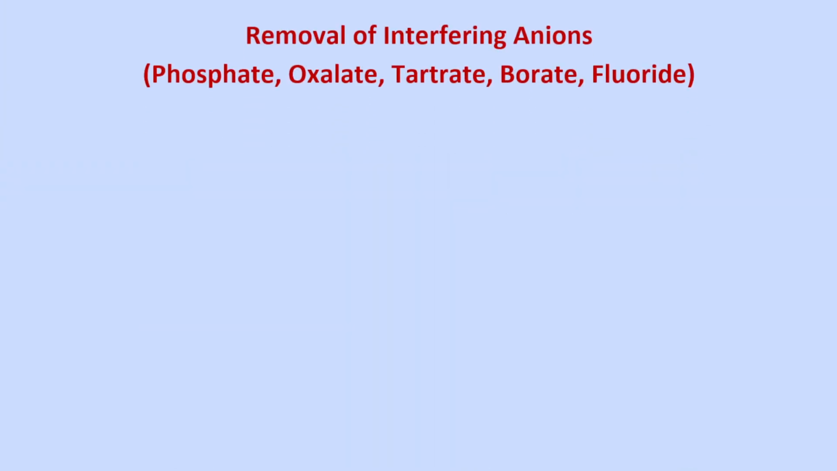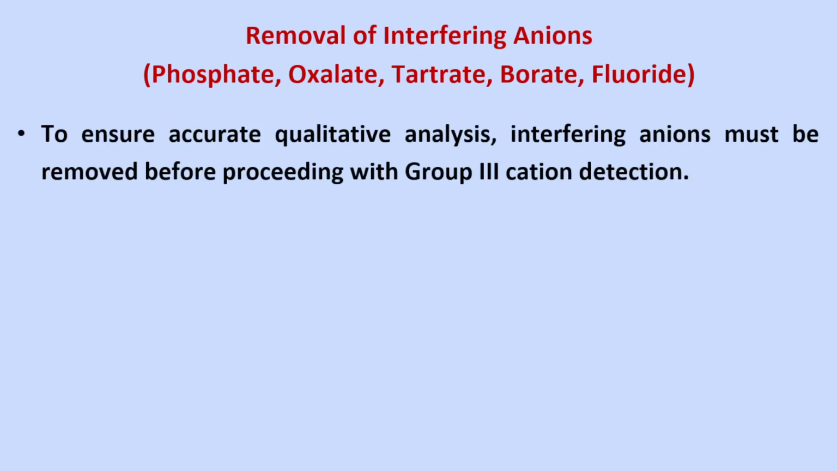Removal of interfering anions in qualitative analysis. Accurate detection of group 3 cations in qualitative analysis requires the prior removal of interfering anions such as phosphate, oxalate, tartrate, borate and fluoride.